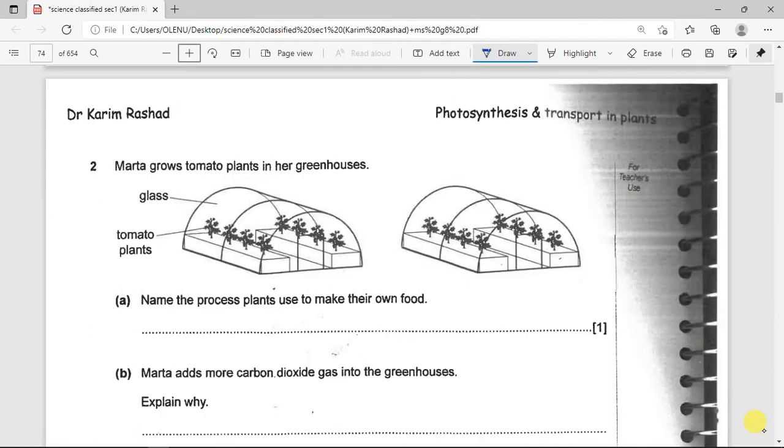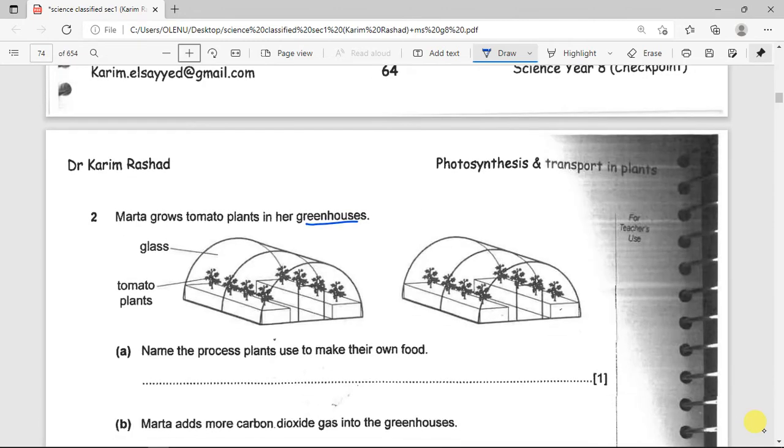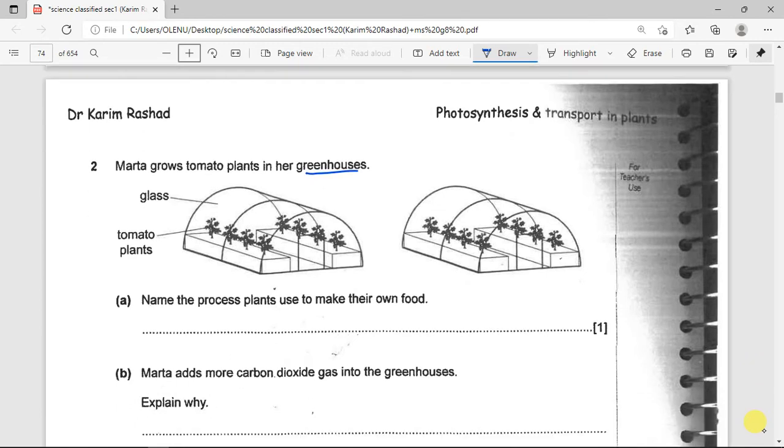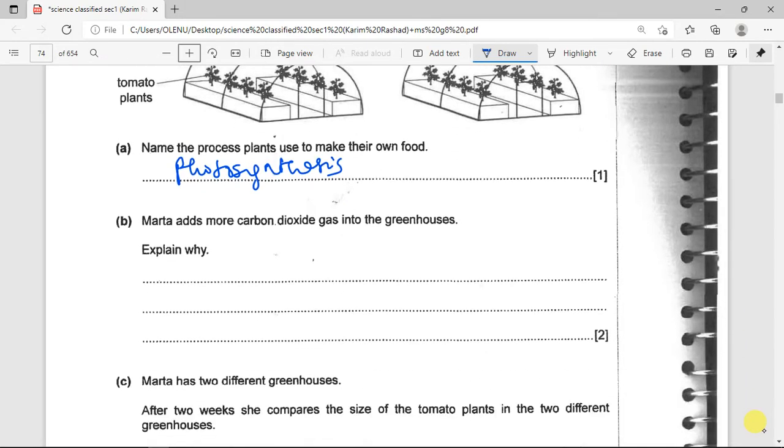Next is a question about a greenhouse. Martha grows tomato plants in her greenhouse. Name the process plants use to make their own food. It is photosynthesis. Now, Martha adds more carbon dioxide gas into the greenhouse. Explain why. Because carbon dioxide is needed for photosynthesis to make more food.